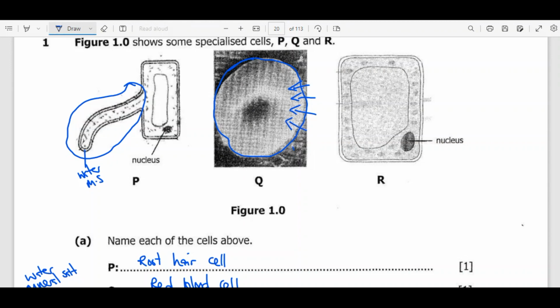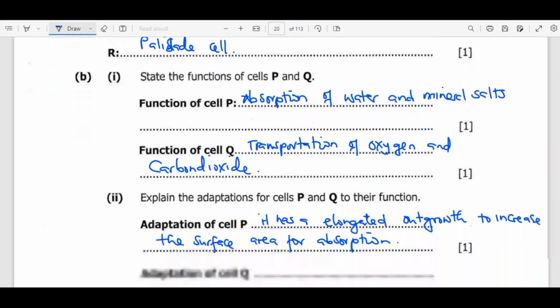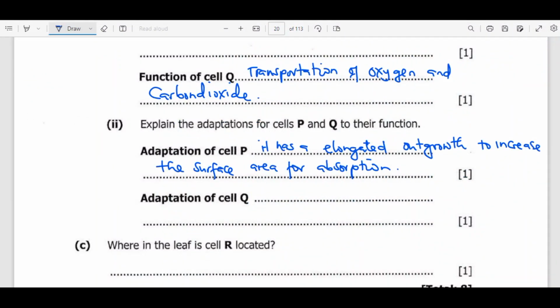Remember, we said that it carries oxygen to all parts of the body and also carries carbon dioxide from all parts of the body. So oxygen will be coming in like that. That is oxygen. Because of the biconcave shape, that is the adaptation which makes it perform the function.